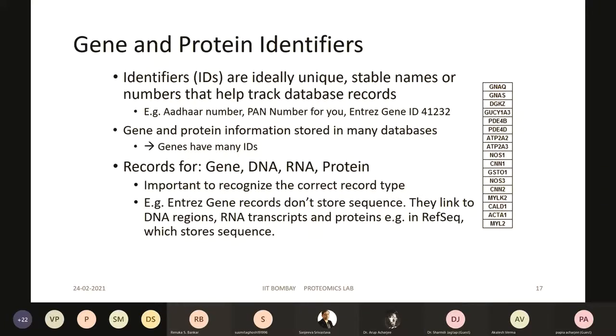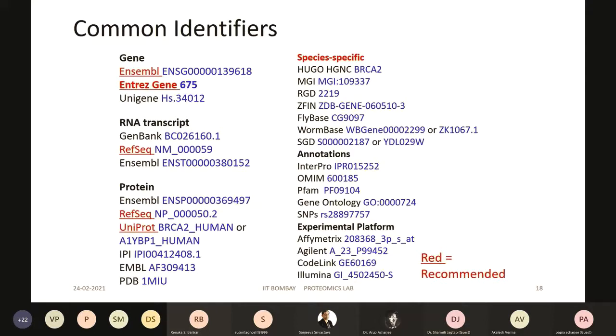One more important thing that you really need to know while doing this is the gene and protein identifiers. So identifiers are like the Aadhaar number and the PAN number for you. So every gene or every protein will have its own identifier. And multiple databases have different types of identifier. Just like your Aadhaar number and PAN number are not the same. Your voter card, I-card and the driving license all identify you, but basically the numbers are not the same. So you should use a similar identifier. If you're using UniProt, use UniProt. If you're using the Entrez gene ID, use the Entrez gene ID. Don't mix and match.